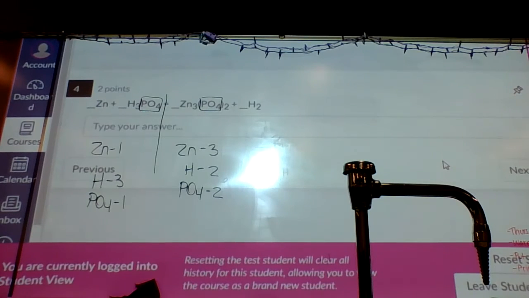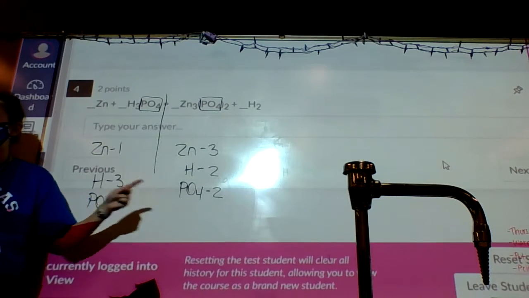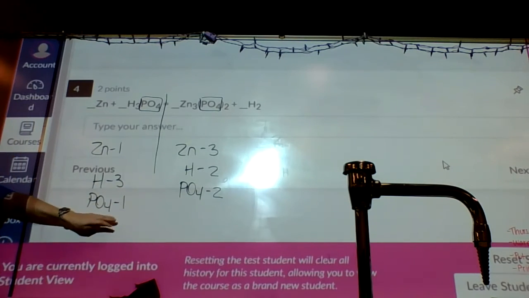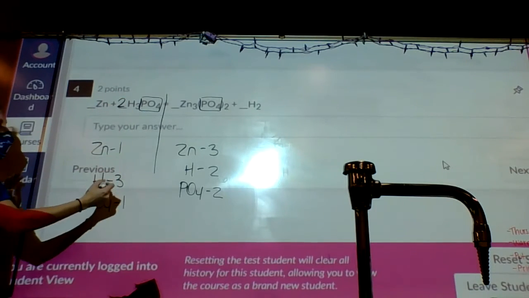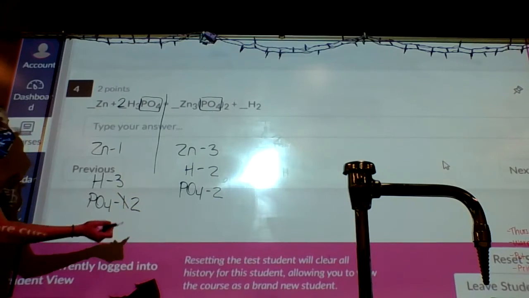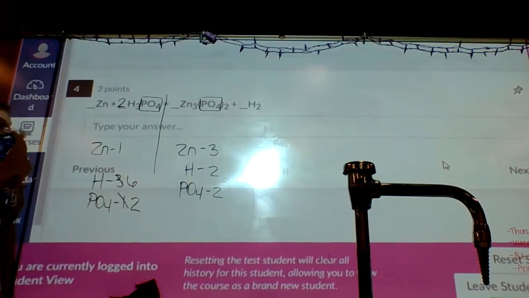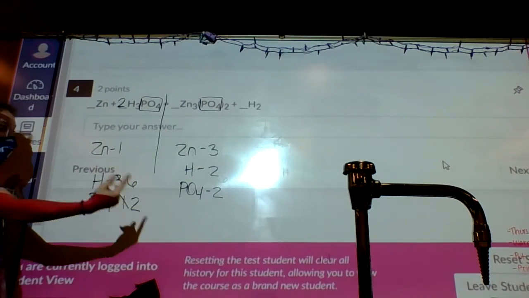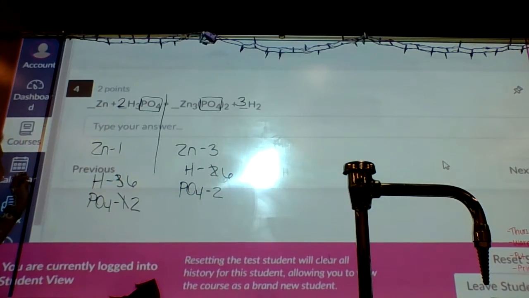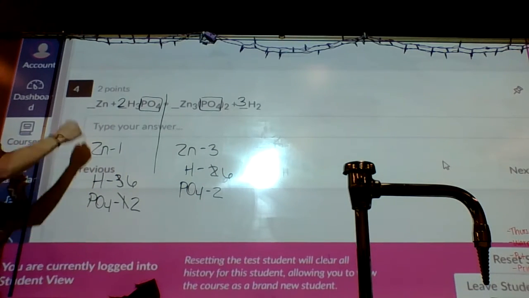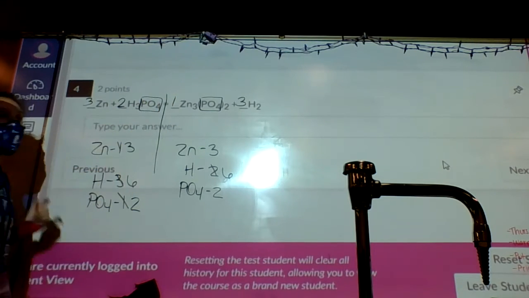So now, let's balance this thing. I like to do these first because they're messy. How am I going to get 2 PO4s on my left? Times 2. Yep. If I put my 2 there, I now have 2 PO4s. But now, how many H's? 6. Multiply the other H by 3. Multiply the zinc by 3. So my answer is going to be 3, 2, 1, 3.